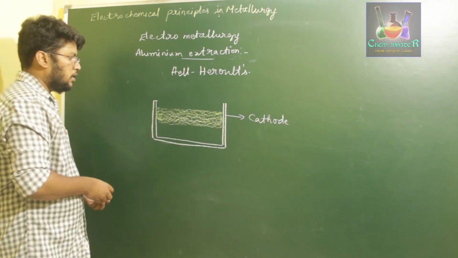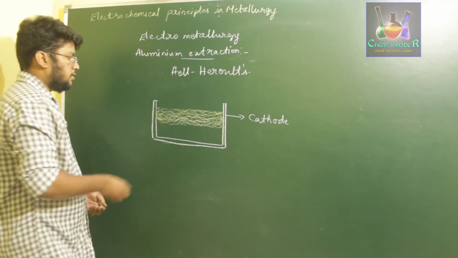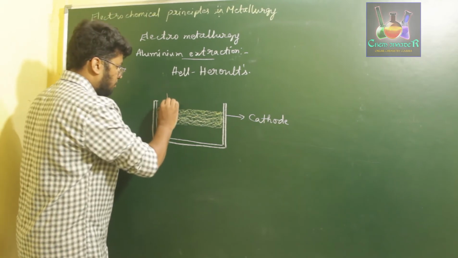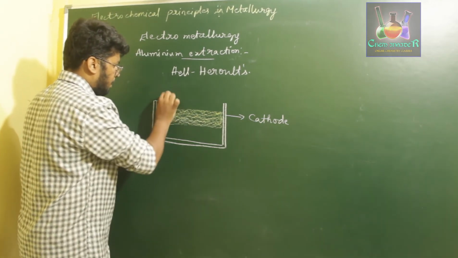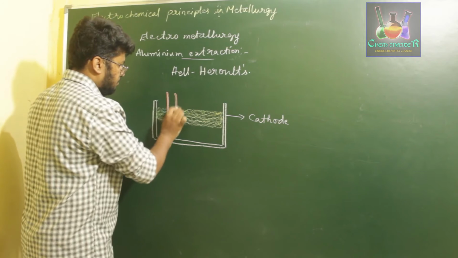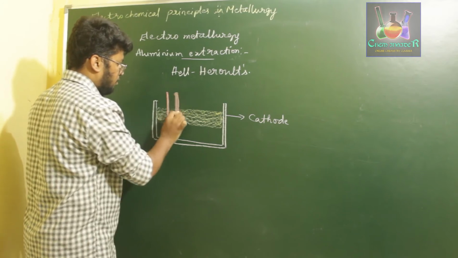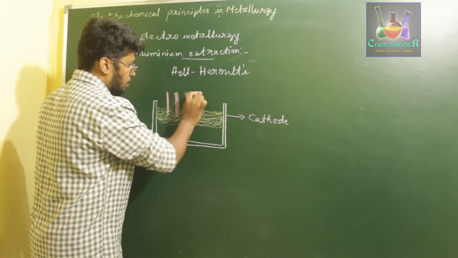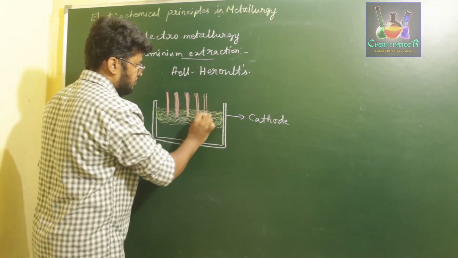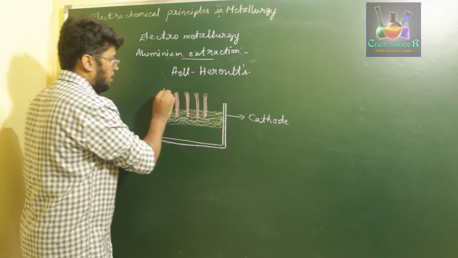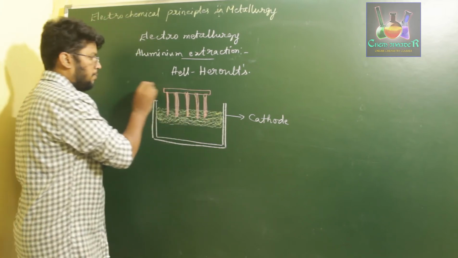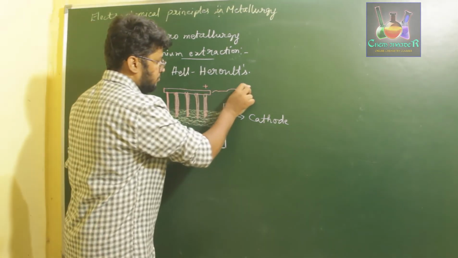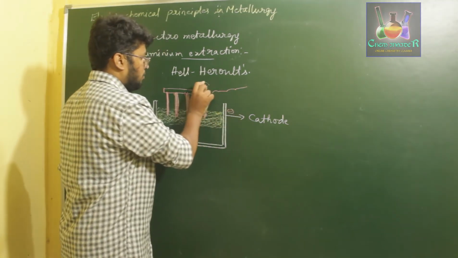In this compound we are immersing one more electrode, that is our anode, which is formed again by graphite rods. These graphite rods are linked to one another using a copper plate, and this acts as our anode. The graphite container acts as our cathode.